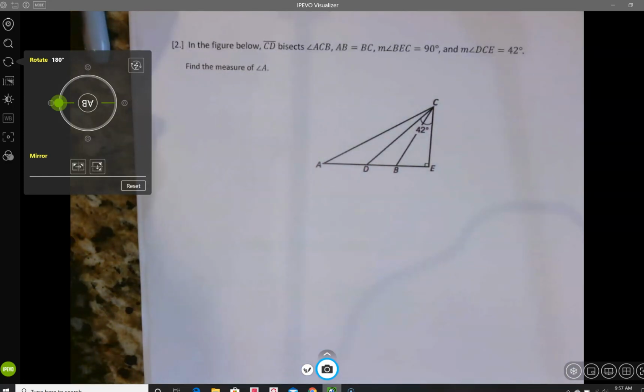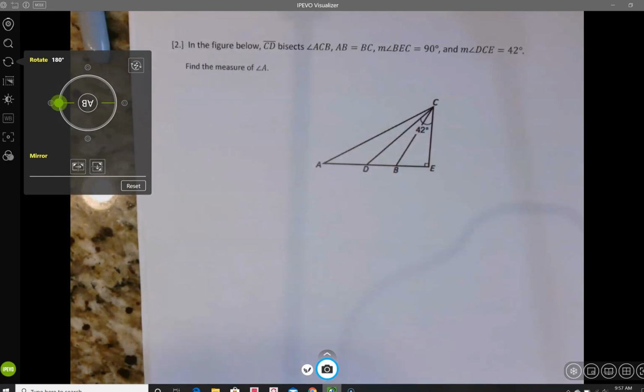So the first thing we want to do always is to mark our diagram. So when we read the problem and we see, oh, I have somebody here that wants to say hello.